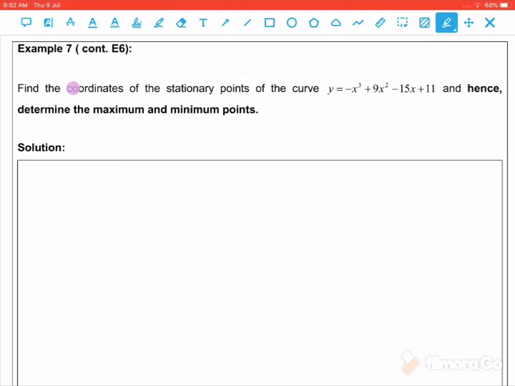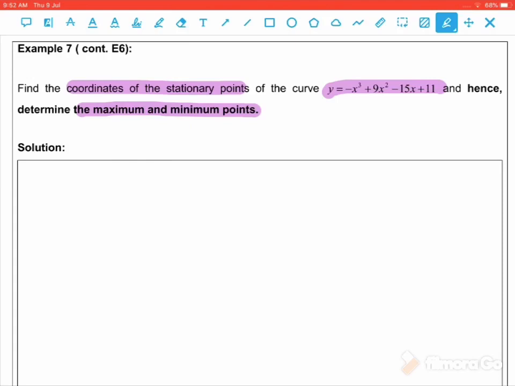Example 7 continues from example 6. Find the coordinate of the stationary point of the curve y equals negative x cubed plus 9x squared minus 15x plus 11, and hence determine the maximum and minimum point.